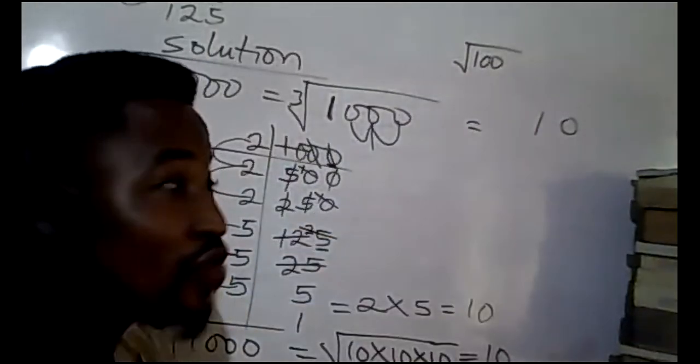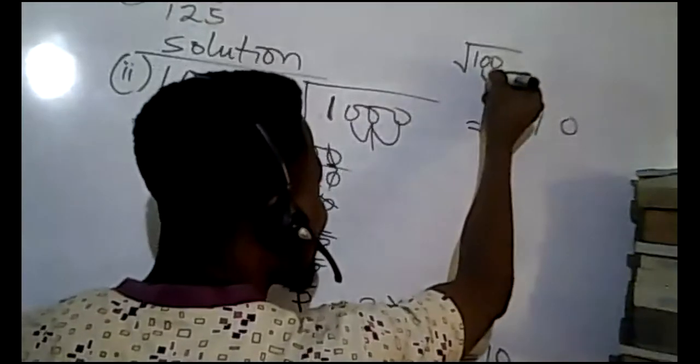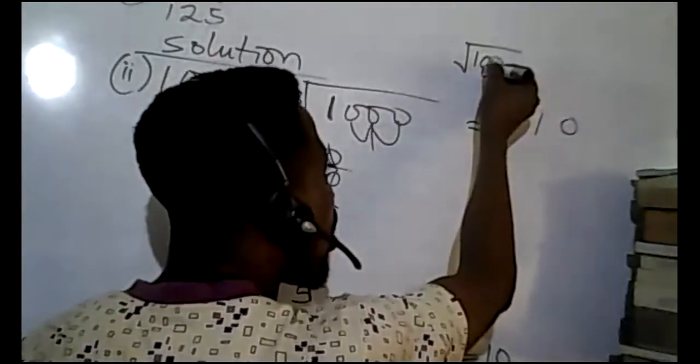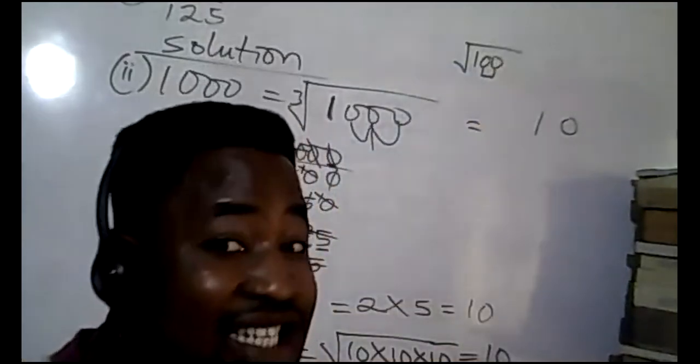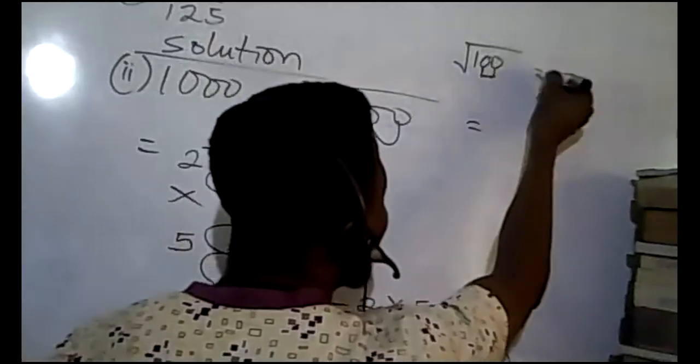Now, because we're looking for square root, you are not grouping in 3s. It has just 2 zeros. Just do this. Pair it. You know we pair in square root. And look for the square root of the paired zeros. So what is the square root of these 2 paired zeros now?